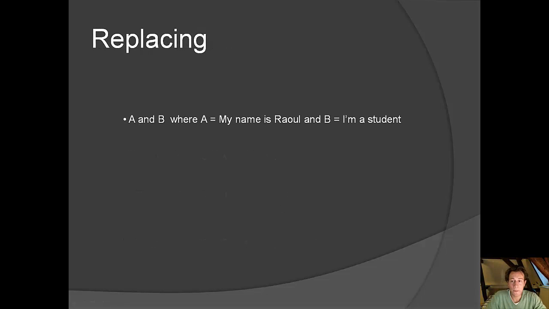Because we're a bit lazy, we replace my name is Raoul with A. And we replace the statement I'm a student with B. So instead of my name is Raoul and I'm a student, we get A and B. A and B are also statements. They can also be either true or false. But it makes it a hell of a lot easier to write them down. Also over here we replaced it rains with A and we replaced the flowers bloom with B.